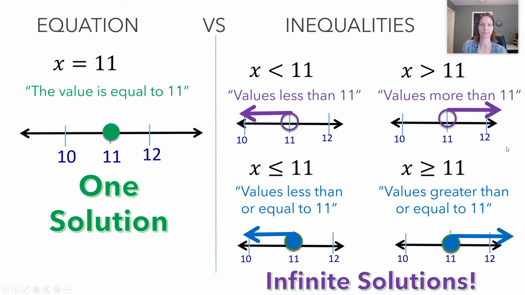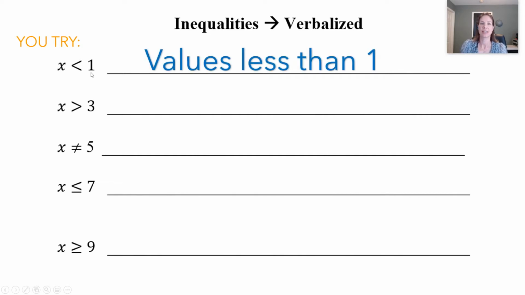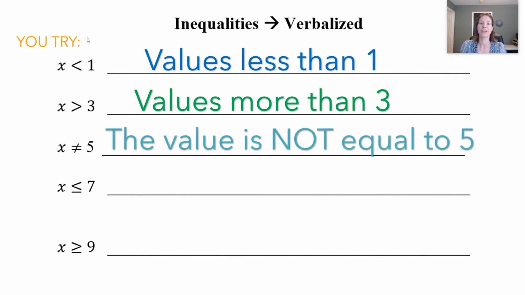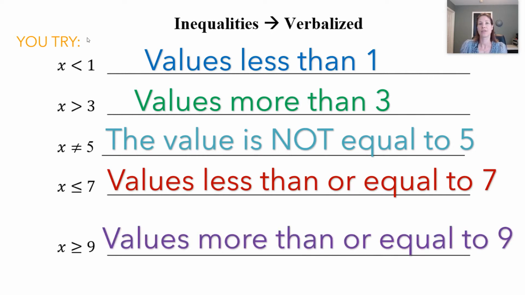Last but not least, just want to make sure that you try some of these about what they mean. I'll do the first one to explain. So this first one, x is less than 1 means values less than 1. So the solutions are values or numbers less than 1. So what's the next one? Well, that's values that are more than 3. The value is not equal to 5. The values are less than or equal to 7. And this one, the values are more than or equal to 9.